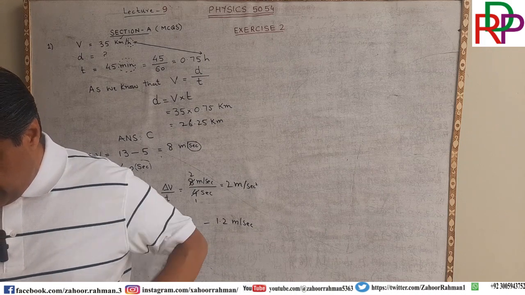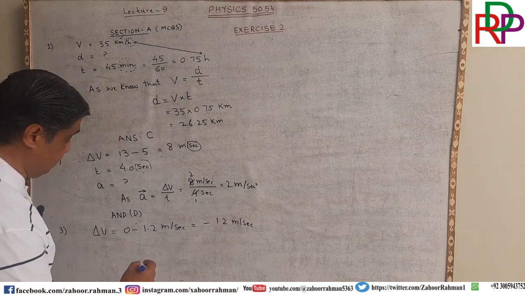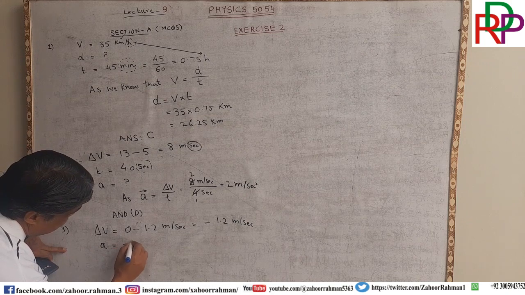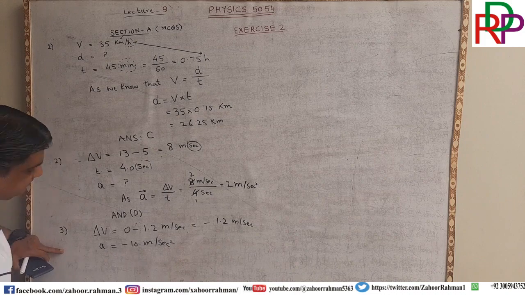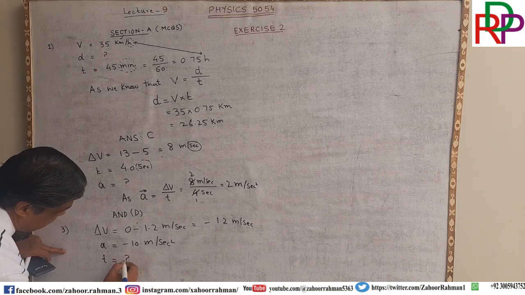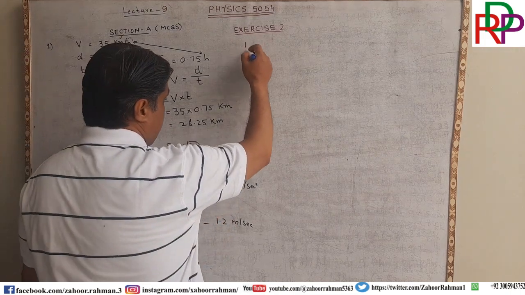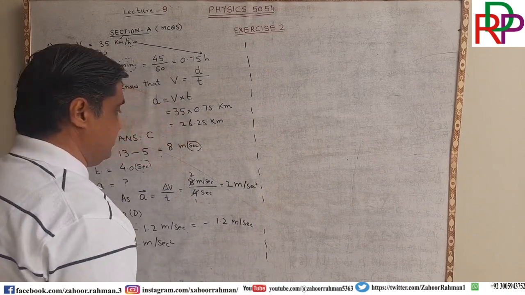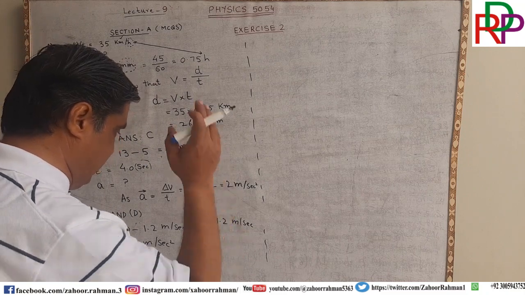How long it will take? So a is equal to minus 10 meter per second square, and how long it will take means what is the time. So ladies and gentlemen, let us solve this question remaining in the context of the data.